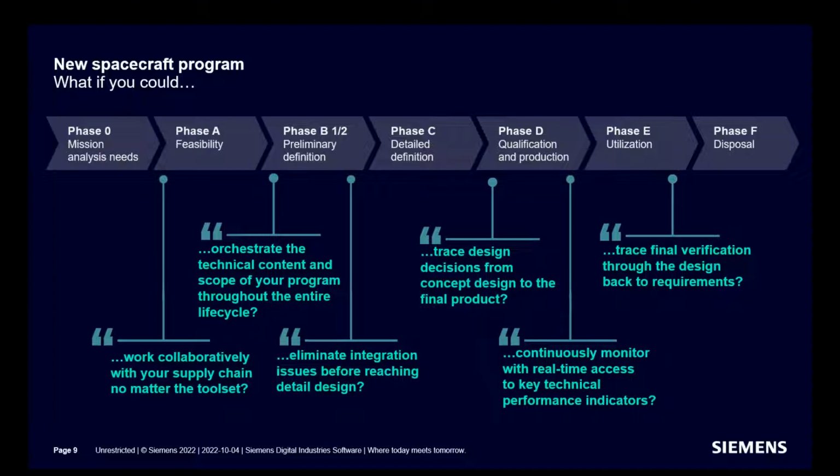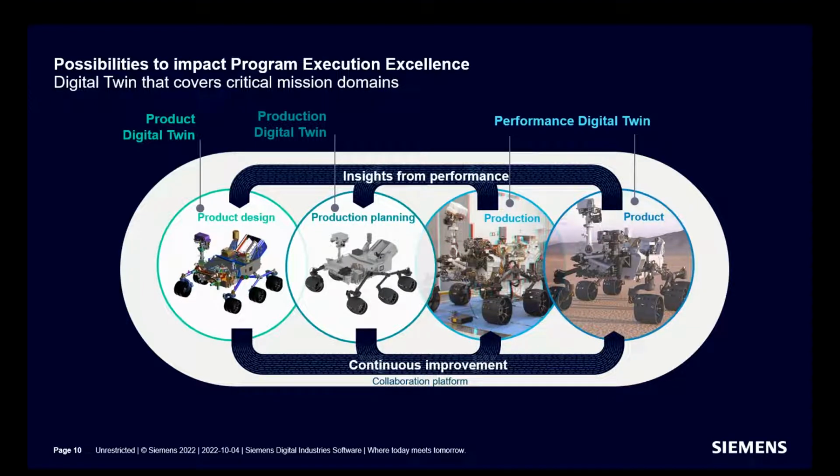So what if you could work collaboratively with your supply chain, no matter what the tool set, if you had that openness, if you could orchestrate the technical content and the scope of your program throughout the entire life cycle in an agile way, if you could bring the engineering domains together and eliminate integration issues before reaching detailed design. If you have sufficient traceability to trace design decisions from concept design to the final product, and also trace final verification through the design back to the requirements, if you would have that complete digital thread, and if you could continuously monitor the key technical performance indicators in a very open way. Now, with Siemens, we provide you with that ecosystem.